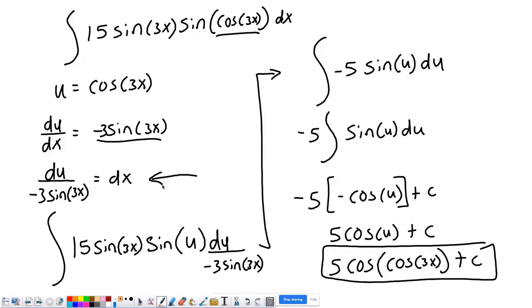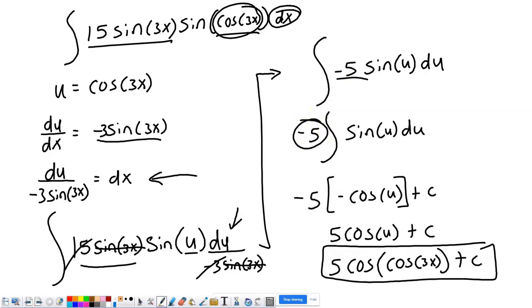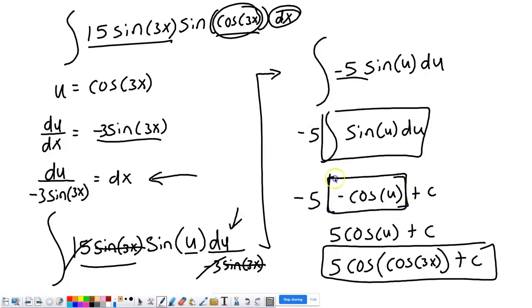And then doing our u substitution, we're going to replace this whole thing with u, and we're going to replace the dx with du over negative 3 sine x. And then this piece in the front is just going to stay there, but the good news is it cancels out. The sine 3x cancels with the sine 3x. The negative 3 goes into the 15 negative 5 times. So that's what we're left with, and we like to put those constants out in the front of the integral. And then if you take the integral of sine, you get negative cosine. So you have a negative 5 being multiplied with a negative cosine, which makes a positive 5 cosine. And then putting the u back in, you get 5 cosine of cosine 3x.